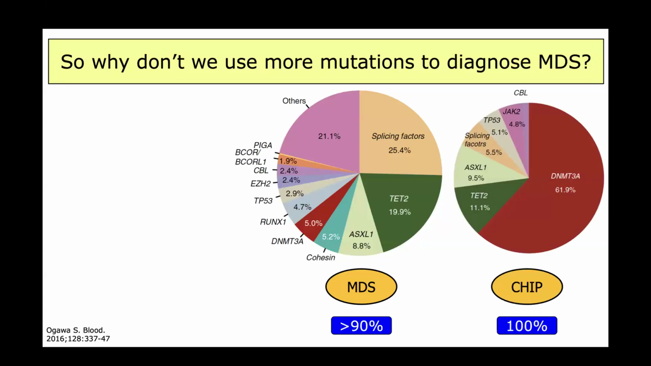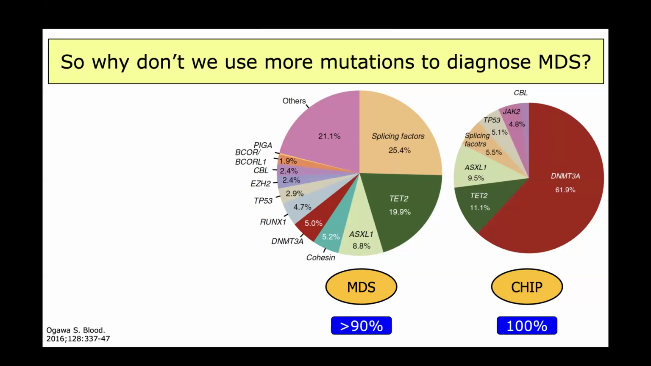And of course, the primary reason is this fairly recently described entity of CHIP, clonal hematopoiesis of indeterminate potential, in which by definition there is a mutation in every single patient. That's what defines them. And you can see that many of the mutations found in MDS are also found in CHIP, although with different frequencies. So instead of spliceosome factors being mutated in a quarter of patients, they're only in about 5% of patients. Much more commonly it is DNA methyltransferase 3A, with TET2 and ASXL1 commonly seen after that.